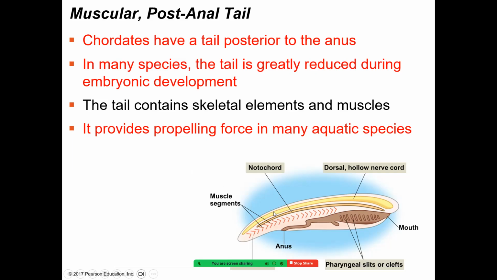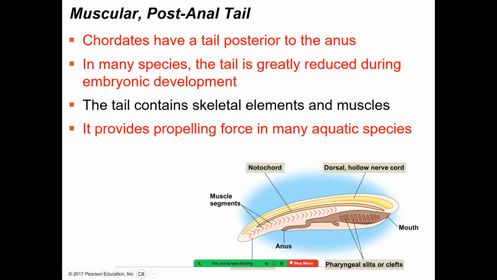The last derived characteristic in chordates is the muscular postanal tail. So the tail is posterior to where the anus is found. In many species, the tail is greatly reduced during embryonic development, including us. So we do start off with a tail. It does retract and come back inside of the body, and ultimately becomes smaller and smaller. It is left over and seen as our tailbone, which is called the coccyx in our vertebral column.